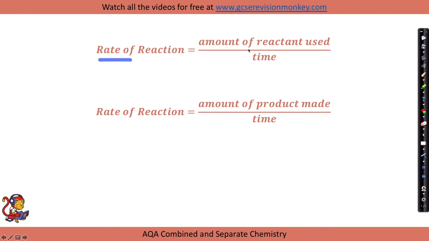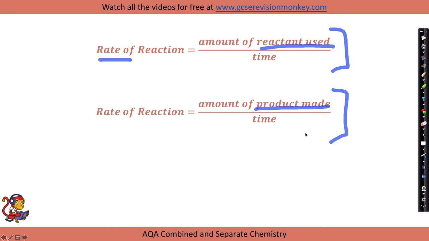The first one says the rate of reaction can be calculated by the amount of reactant used up over time, and the second one is the amount of product made over time. So we're going to design some investigations using these two equations.